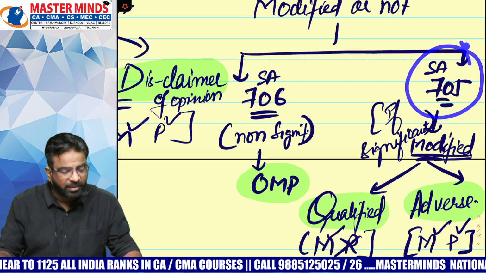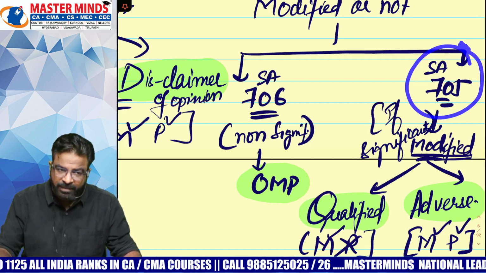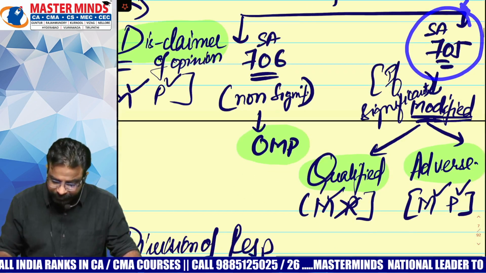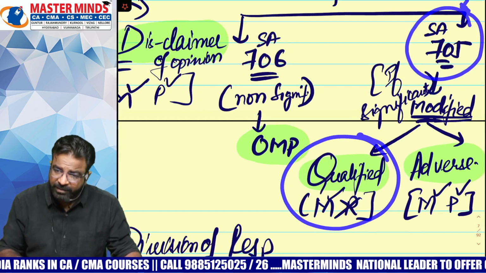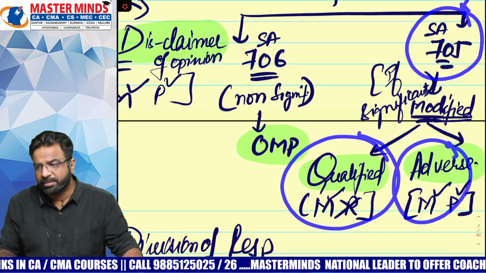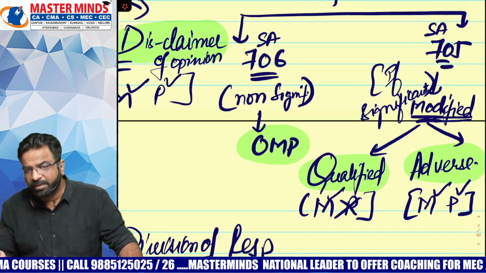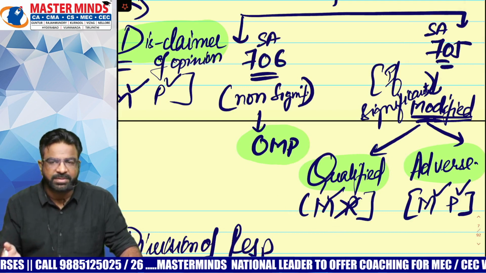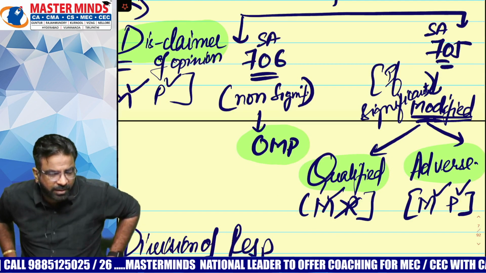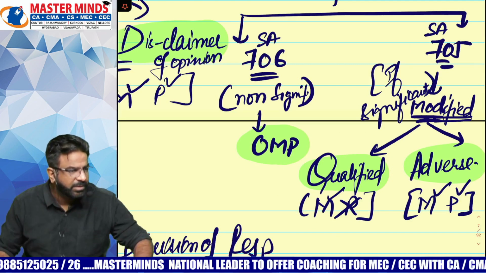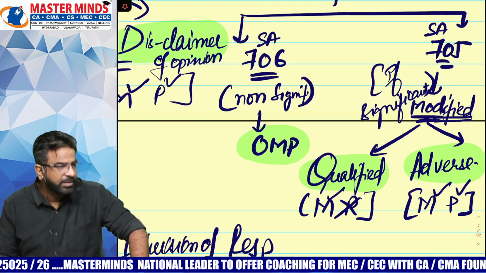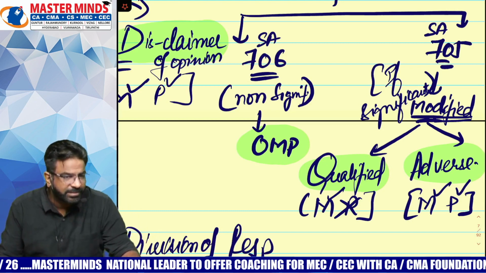705. Now tell me, do you have evidence? If there is evidence, what will you do? Here you will qualify or give an adverse opinion. When qualified? M but not P. When adverse? M as well as P. Is it clear to all of you? 100% sorted. So that brings an end to your SA 600. Did you understand up to here?